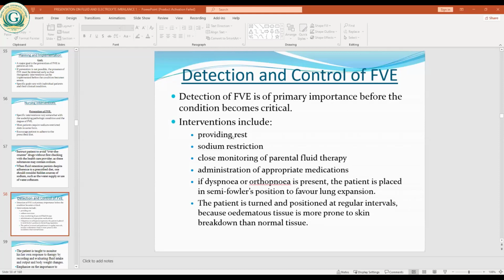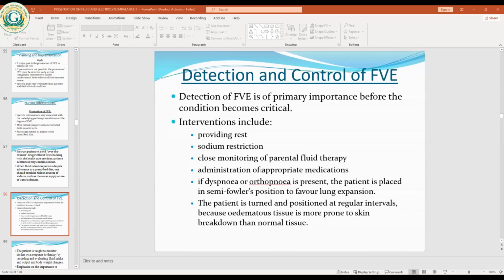Sodium restriction: because of the excessive retention of sodium and expansion of the ECF, you restrict sodium so you don't have extra retention of fluids in the body. Close monitoring of parenteral fluid therapy: here you use intake and output to measure how much the patient is losing vis-a-vis what the patient takes, so you know the amount of fluid retained. Administration of appropriate medications, the Lasix, if the kidneys are working. Lasix will increase urinary output and this can reduce fluid accumulation.